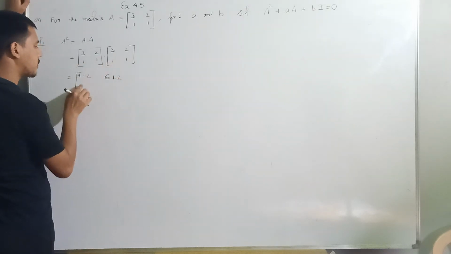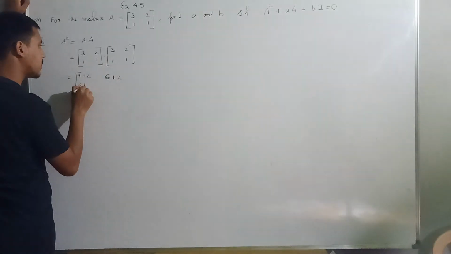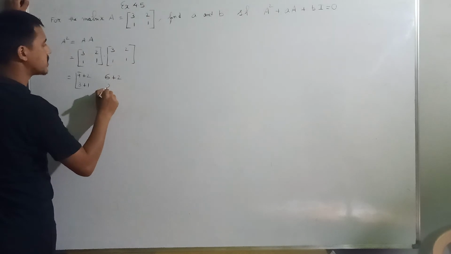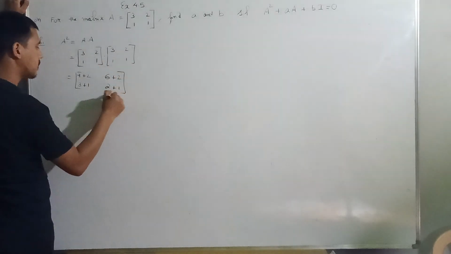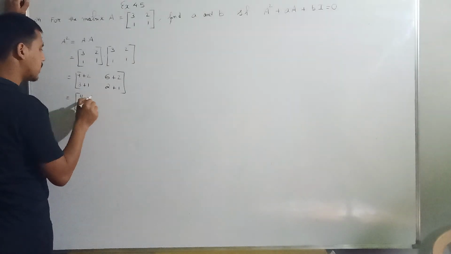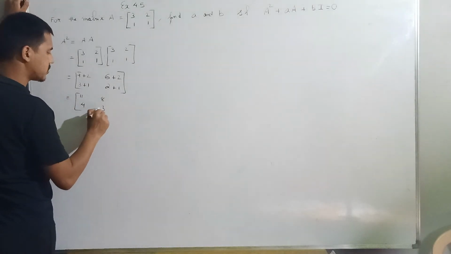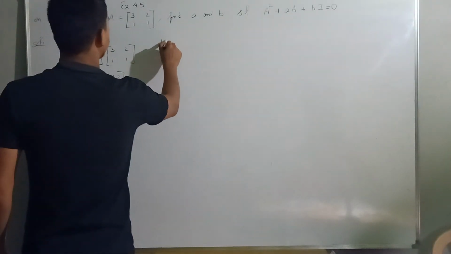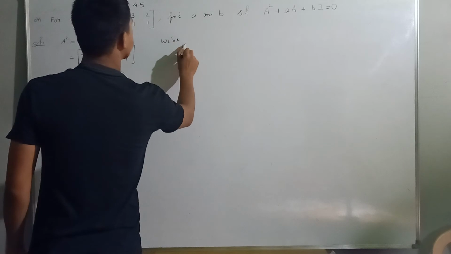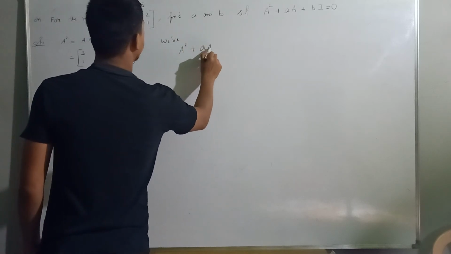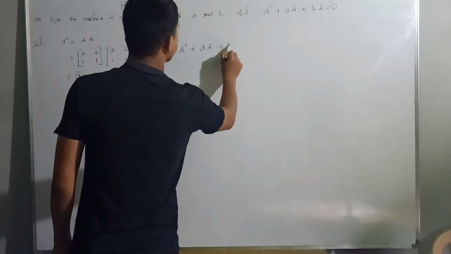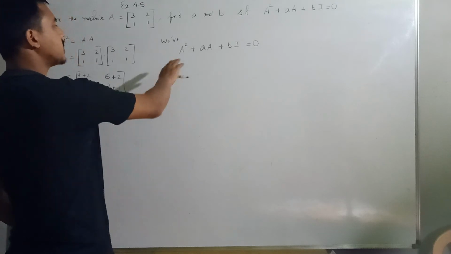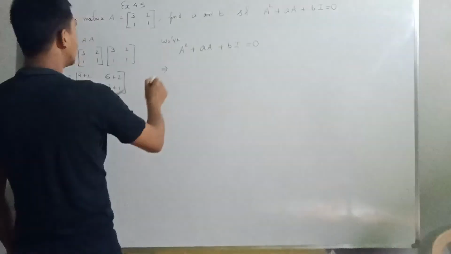Second row will multiply with the first column. 1 times 3 is 3 plus 1 times 1 is 1. Second row will multiply with the second column. 1 times 2 is 2 plus 1 times 1 is 1. So A squared is 11, 8, 4, 3. Is it okay? Now we have A squared plus small a times A plus small b times I is equal to 0. Right? We have this condition. We know what is A squared.